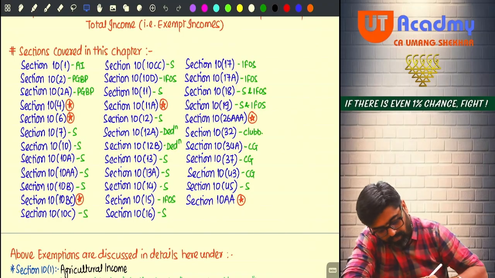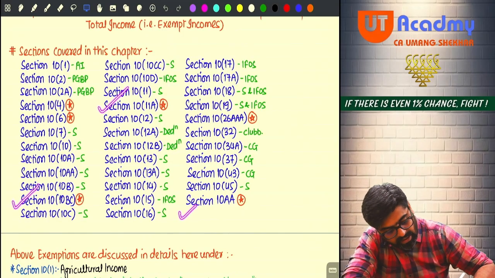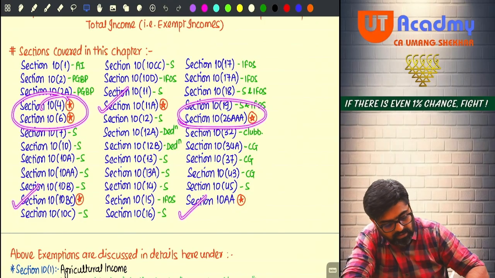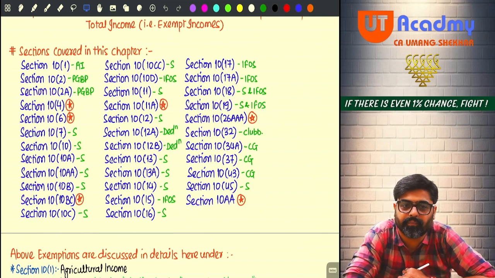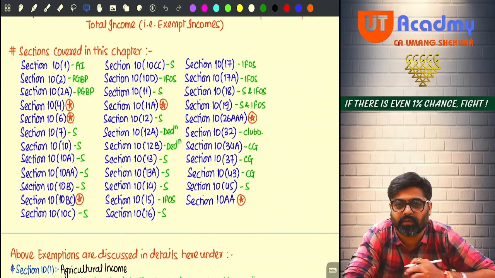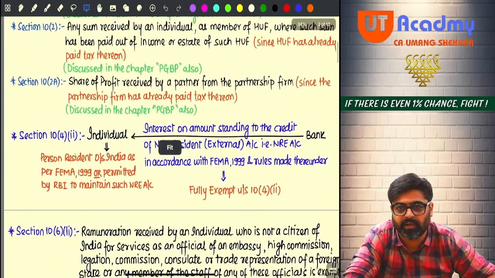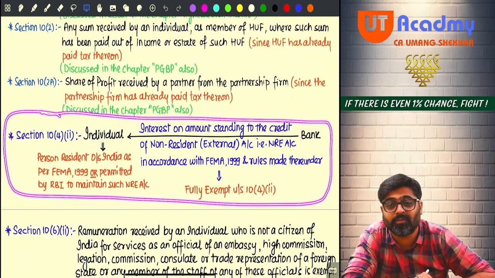So this is already done in IFOS, this is already done in IFOS, this I have just now covered. I am supposed to discuss 1, 2 and 3 sections and the chapter will be over. Okay. Ready? First, section 10(4). Please pay attention. This is 10(4) and it is over. Only this much. Read only this much and 10(4) is over.